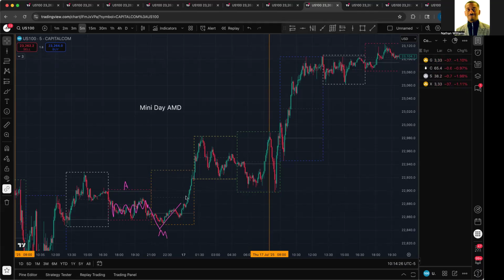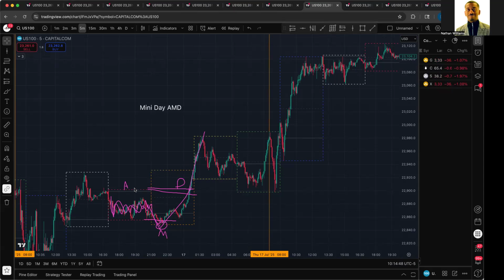And then you can see we ran up and took out the high. So we took out the low. That's the manipulation. Then we ran up and took out the high. That is the distribution. And you see price continue to go higher as well. All right. So you got your accumulation, price took out the low. That's your manipulation.